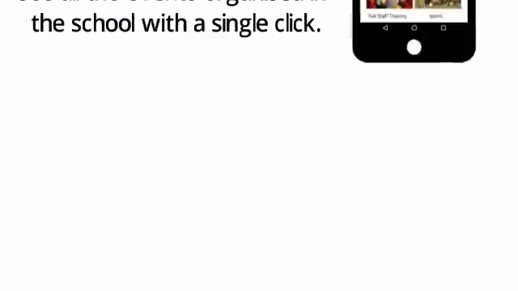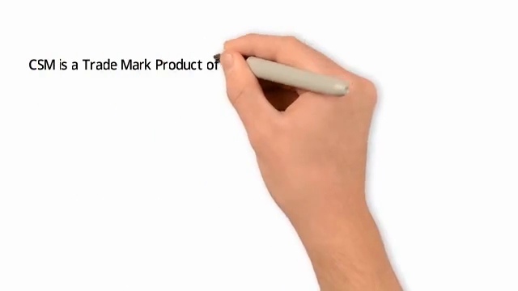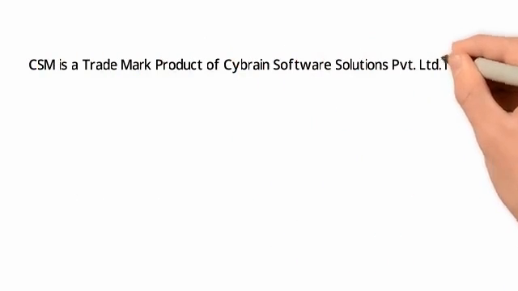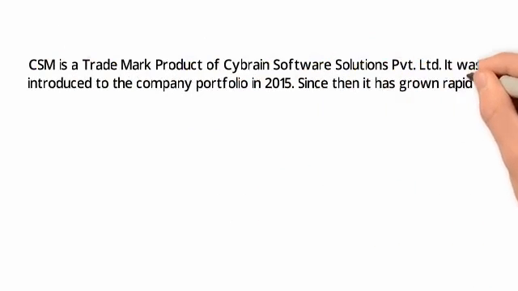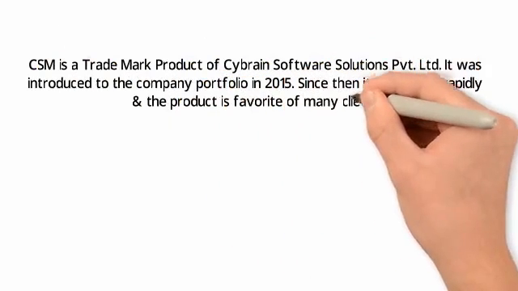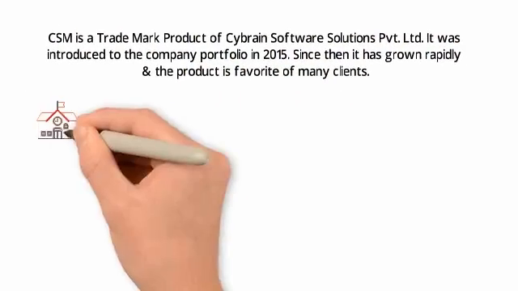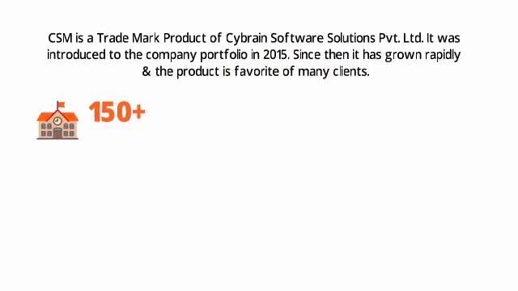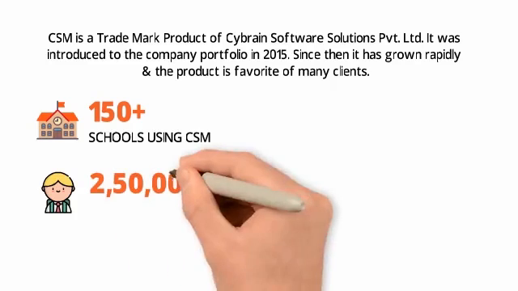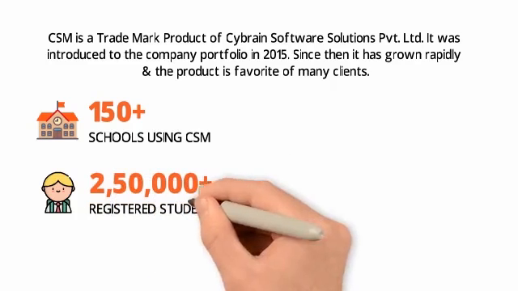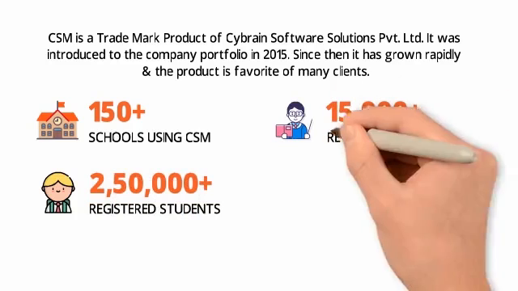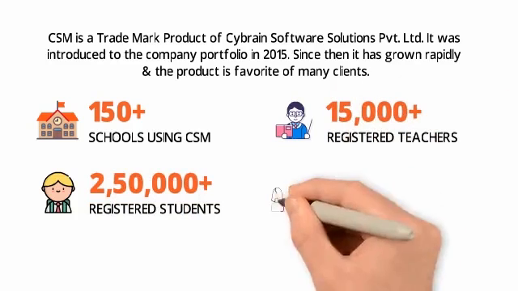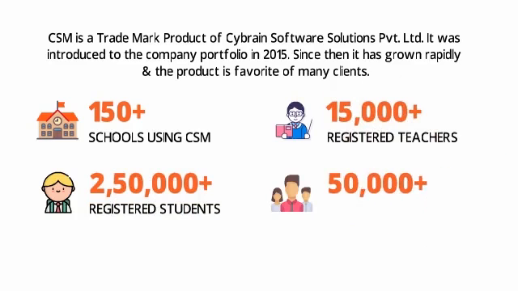CSM is a trademark product of Cybrain Software Solutions Private Limited. It was introduced to the company portfolio in 2015. Since then, it has grown rapidly and the product is a favorite of many clients. We have 150 plus schools using CSM, 2,50,000 plus registered students, 15,000 plus registered teachers, and 50,000 plus active app users.